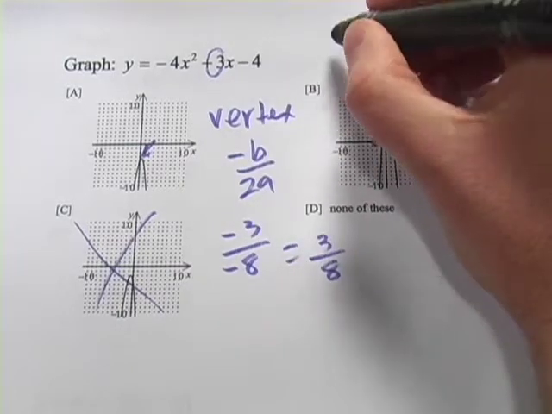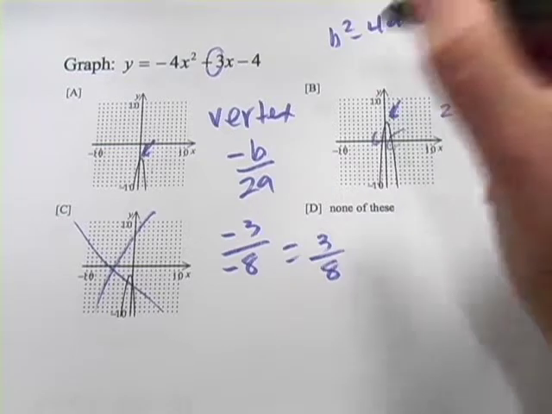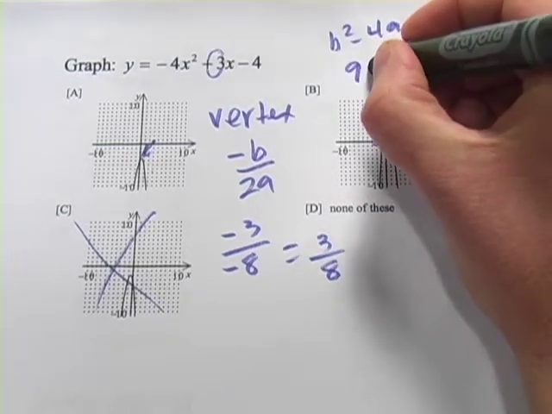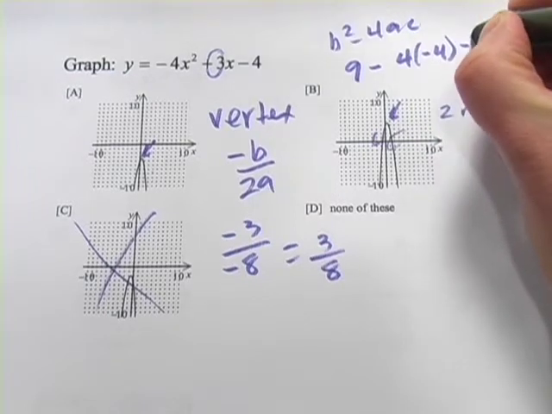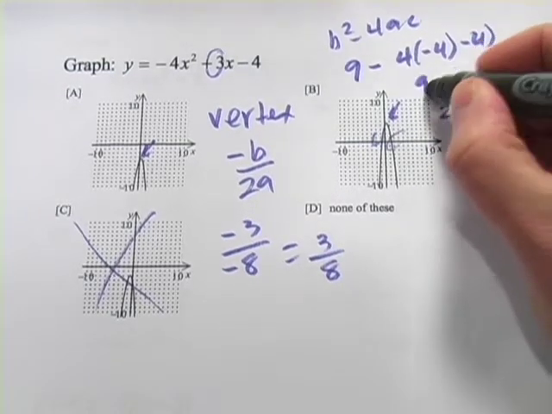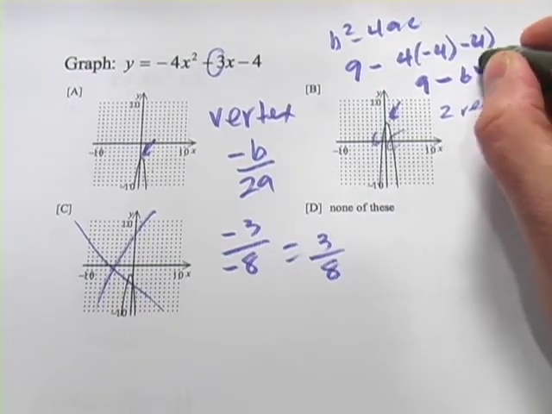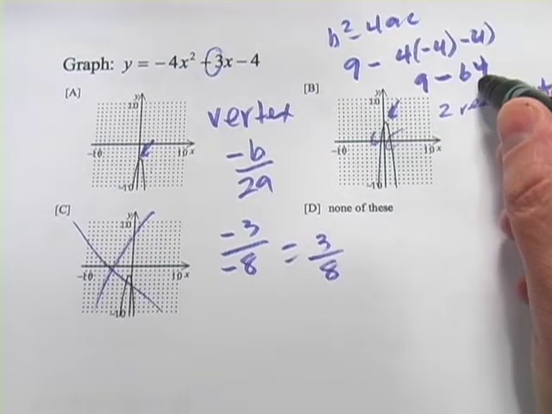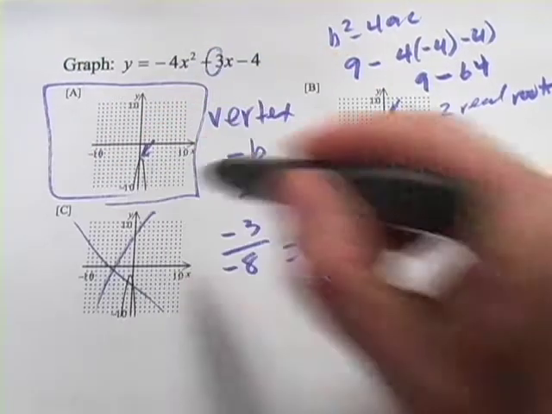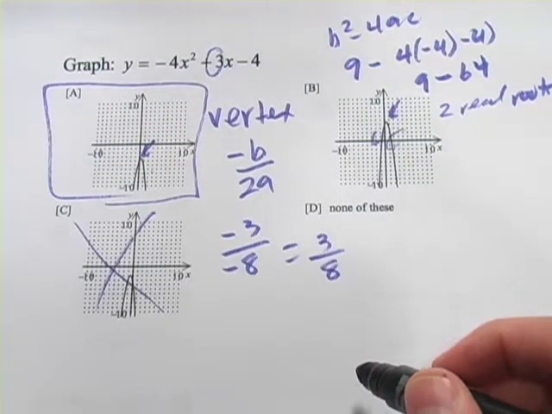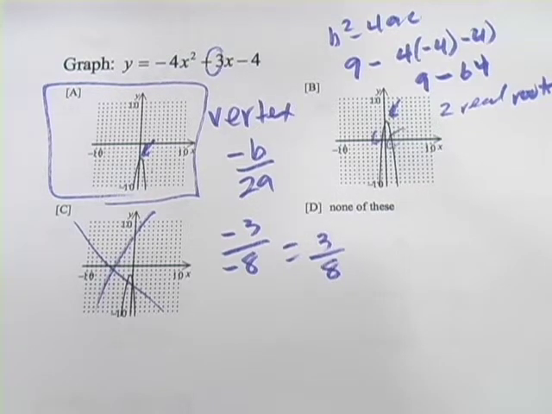Remember, the discriminant is b squared minus 4ac. Well, in this case, that would be 9 minus 4 times negative 4 times negative 4. That's going to be 9 minus 64. That's definitely going to be a negative number. That means 2 imaginary roots, so it fits with this one. So that's a little bit of work with recognizing the graphs of quadratics.